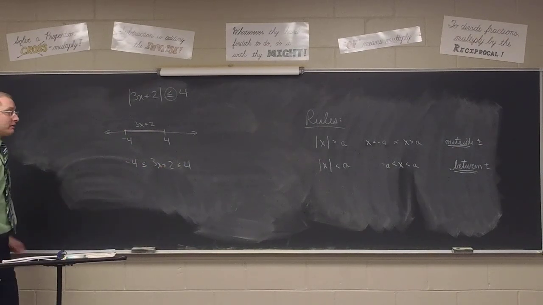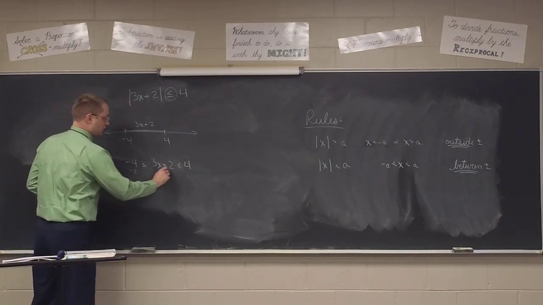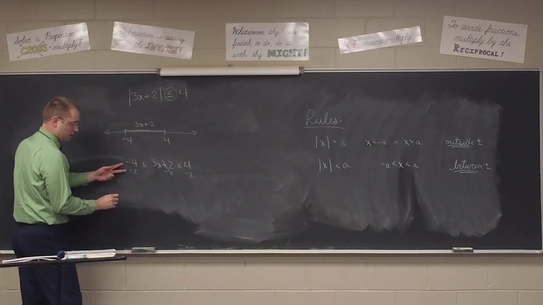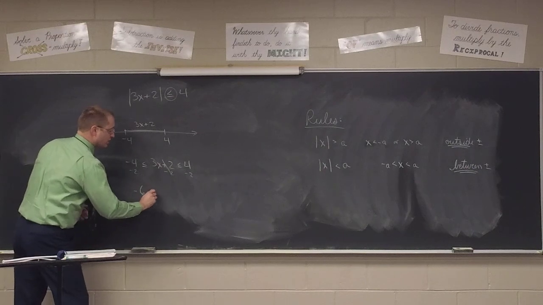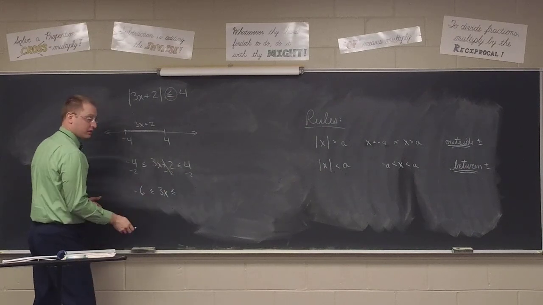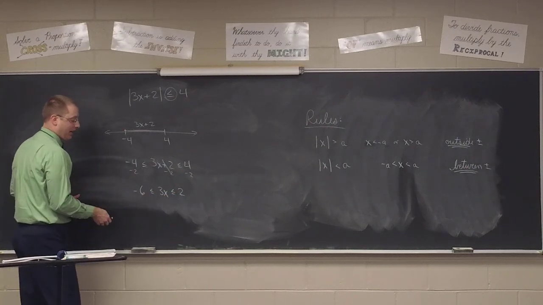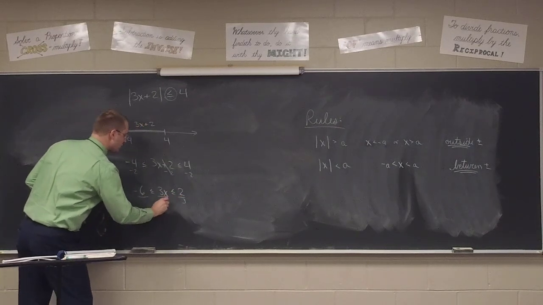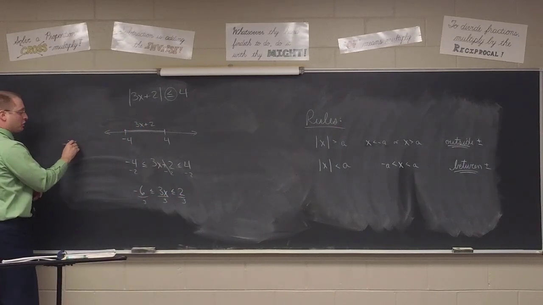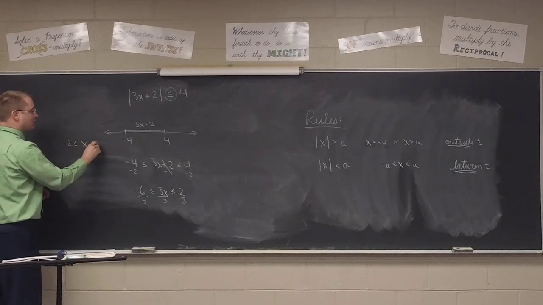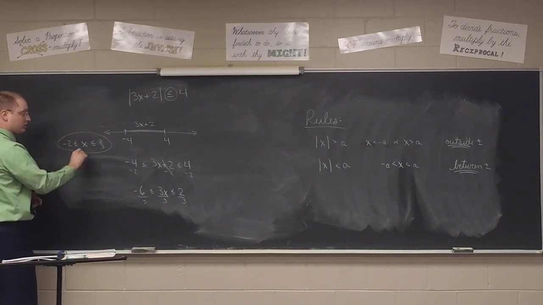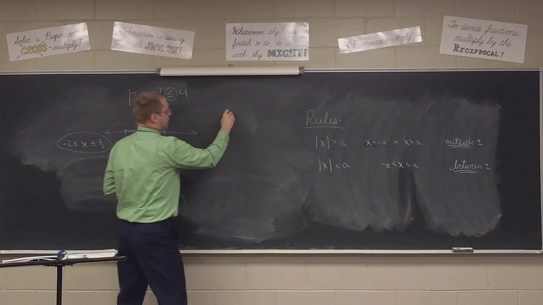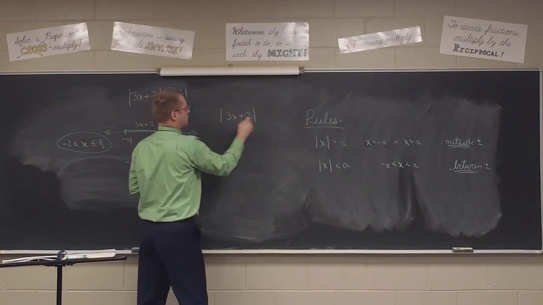Let's start, class, by subtracting the 2 everywhere to get negative 6 is less than or equal to 3x is less than or equal to 2. And then divide everything by the 3. And so, for our solution, we'll get that negative 2 is less than or equal to x is less than or equal to 2/3.